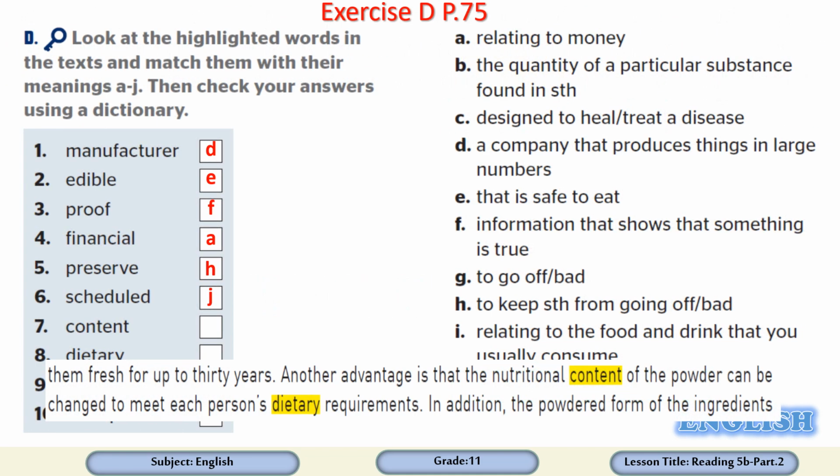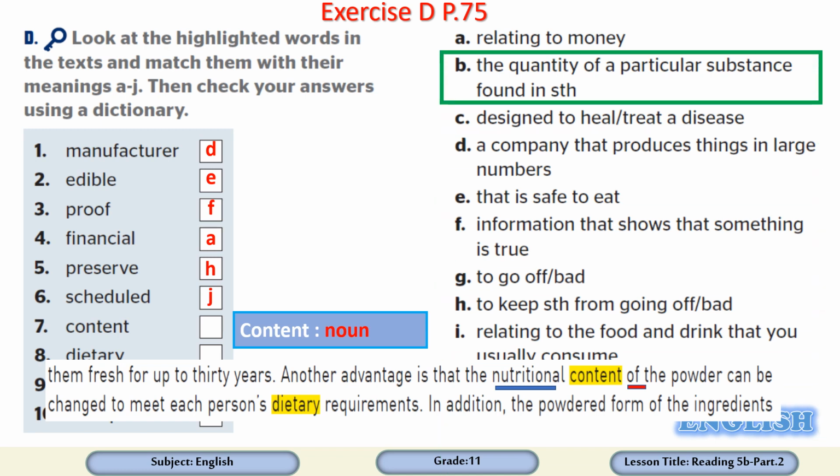Word number 7 is content, and it's used after an adjective and before the preposition of. So what part of speech is it? Excellent. It's a noun. We still have one definition of a noun, which is B, so that will be the correct answer. So content means the quantity of a particular substance found in something.